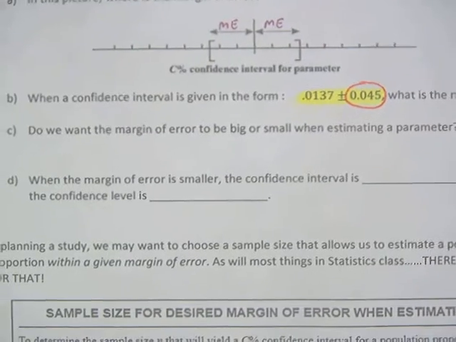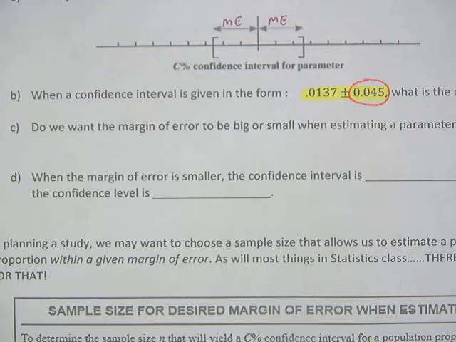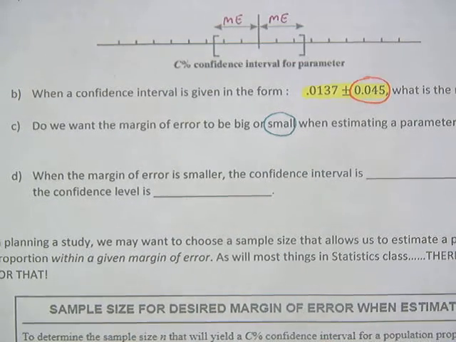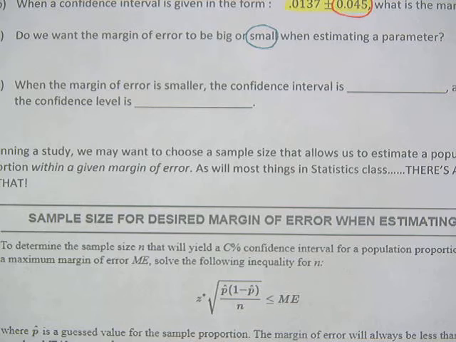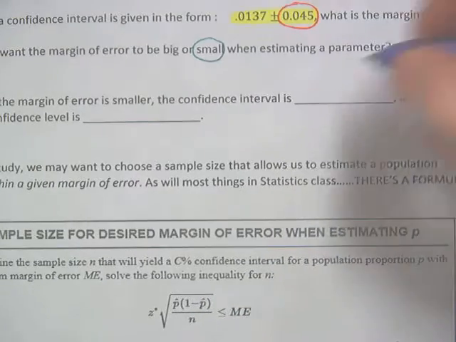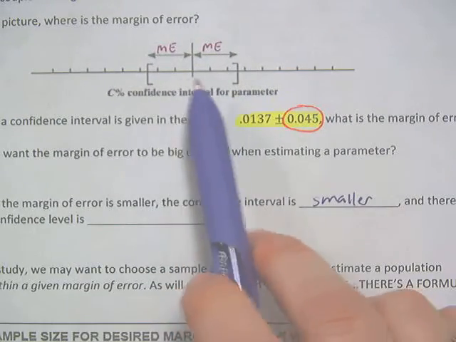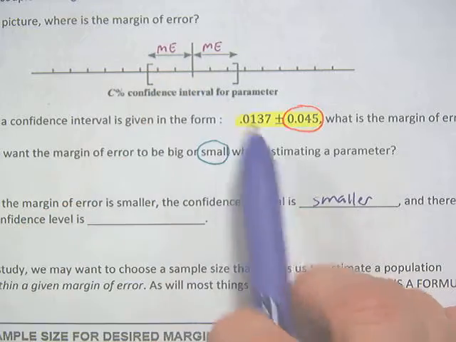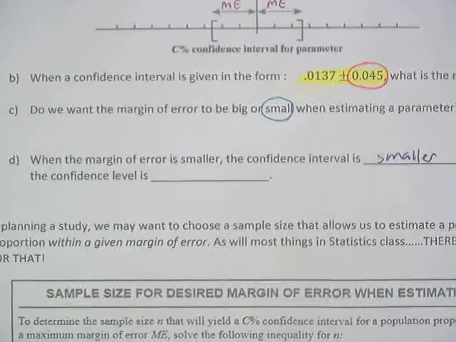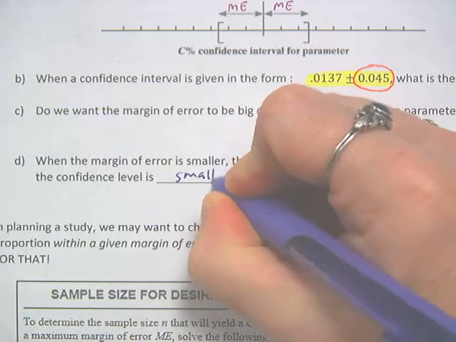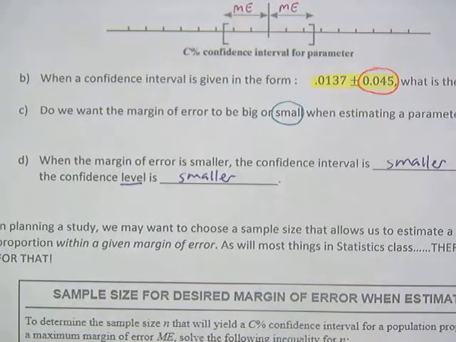I've said this several times today. I want it to stick. Do we want the margin of error to be big or small? Small. You can just circle the word small. That's easy. And then putting everything together, when the margin of error is small, the confidence interval is smaller. So the interval itself becomes narrower, gets squeezed towards the middle. And therefore the confidence level, that's the sacrifice you make. If you want a smaller margin of error, then your confidence level also goes down, so that is also smaller. Level, again, is that percentage, like the 90%, 95%, 99%.